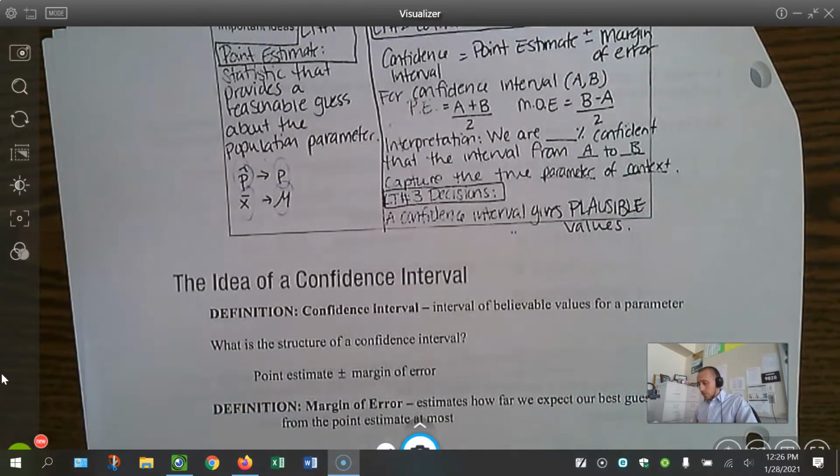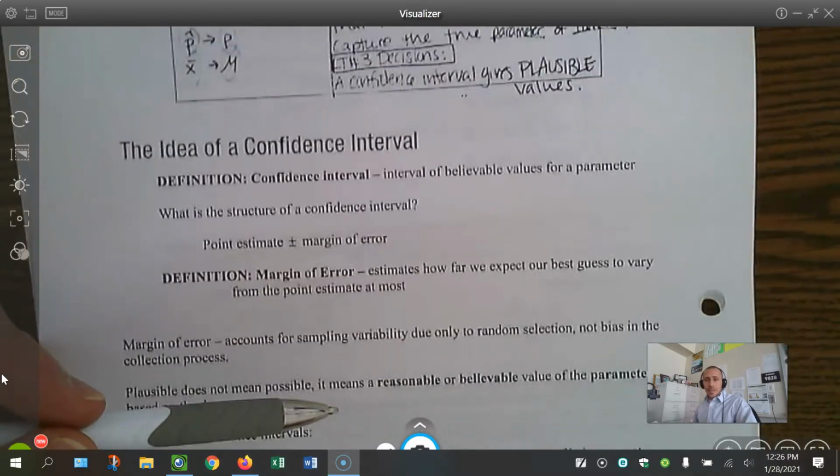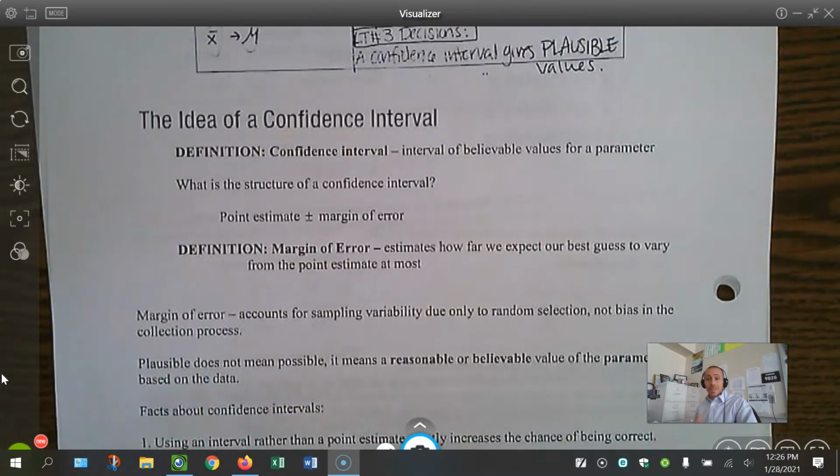We went through the structure. The margin of error estimates how far we expect our best guess to vary from that point estimate at the most.